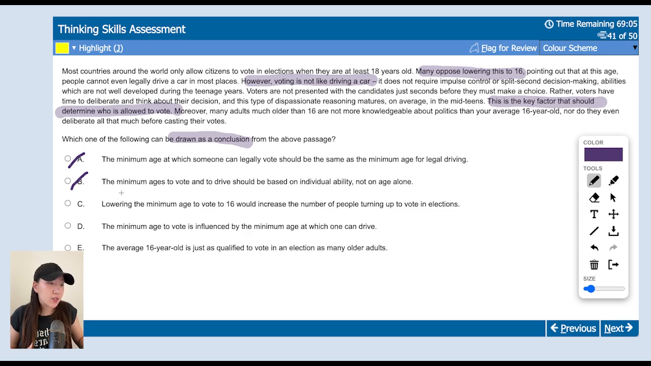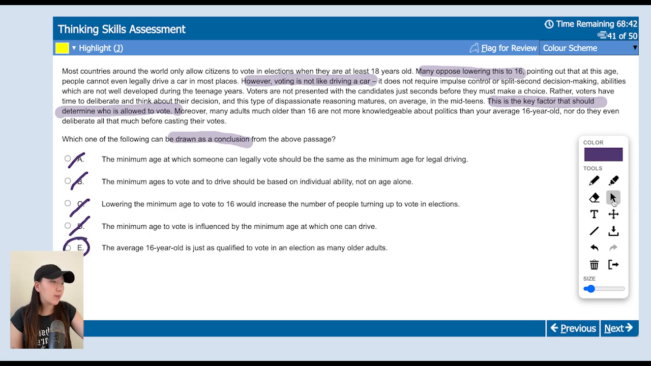Lowering the minimum age to vote to 16 would increase the number of people. There's no discussion of that. We can't know that. Maybe it's true, maybe it's not. We don't know. The minimum age to vote is influenced by the minimum age at which one can drive. No, it's just an argument against why we should lower it, but it's not something that is influencing it at all. There's no connection between the two, at least not stated in the passage. The average 16-year-old is just as qualified to vote in an election as many adults is exactly what it's saying.